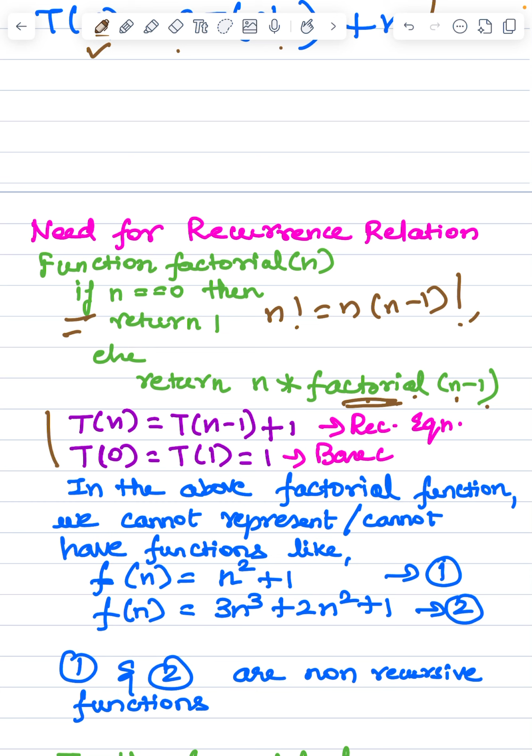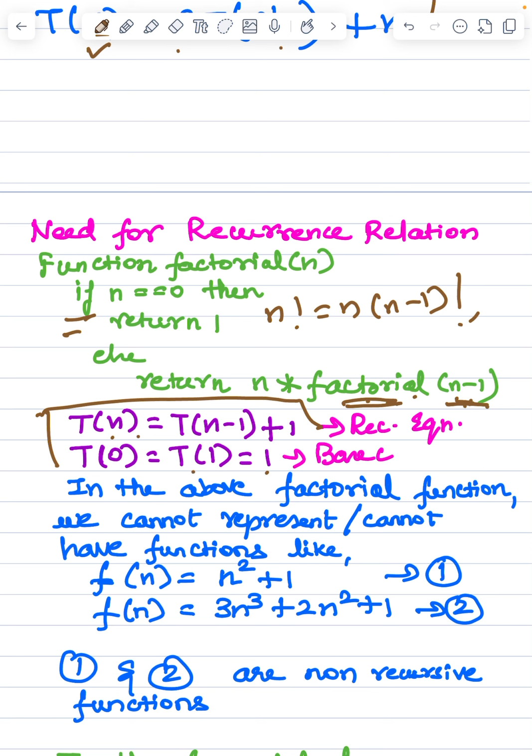So we are representing this factorial as a recurrence relation of the form t of n equals t of n minus 1 plus 1. So this is the recurrence equation for your factorial function. Whenever we have a recurrence relation, we need a base case to compute the time complexity for that recurrence relation. So in the factorial function, the base case is t of 0 equals t of 1 equals 1.